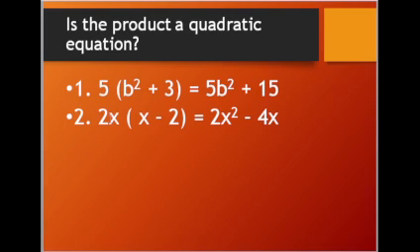Number 2, we have 2x times x minus 2. And this is monomial times binomial. And we need to distribute 2x to x minus 2. So 2x times x is equal to 2x squared, and 2x times negative 2 is negative 4x. This is negative 4x because the product of two integers with opposite signs is negative. So this is also a quadratic equation because the highest exponent of the variable x is 2.